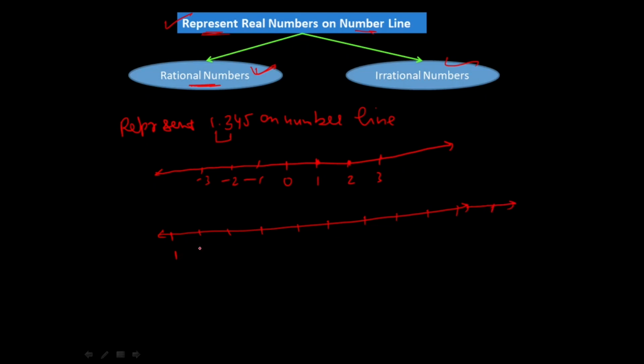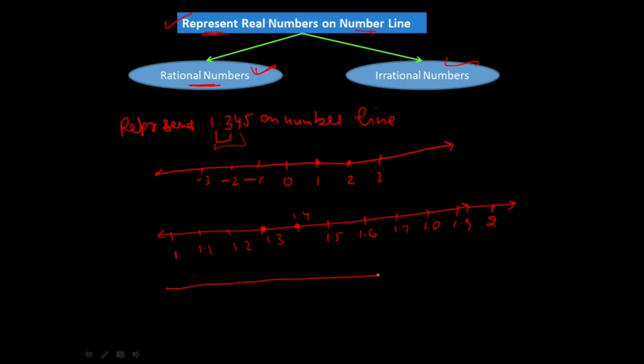If this is 1, what will be this value? This will be 1.1. This value will be 1.2. This is 1.3. This is 1.4, 1.5, 1.6, 1.7, 1.8, 1.9 and 2 here. This 1.3 is found here. I need 1.34. Now where is the next value? This value 1.34 will be between 1.3 and 1.4. Now I will bring this 1.3 and 1.4 over onto the number line at the end.